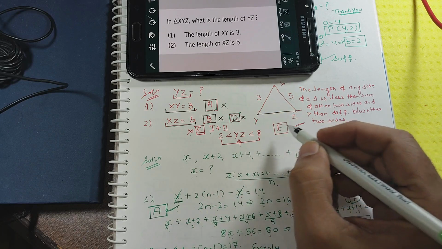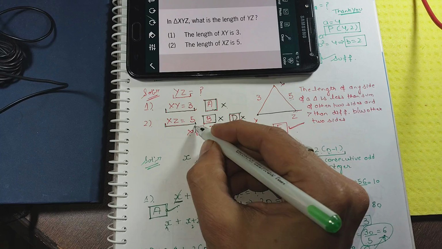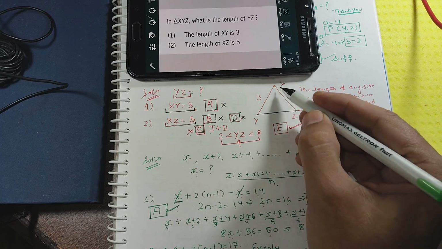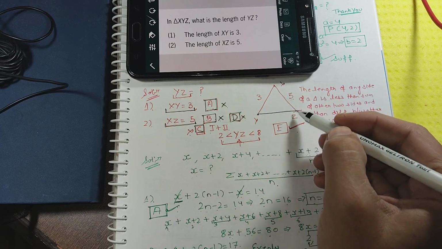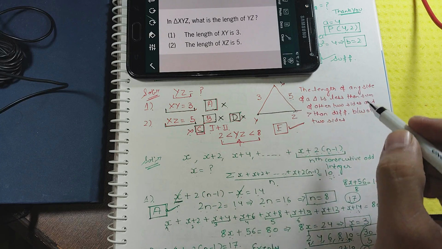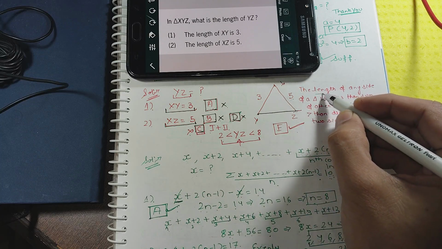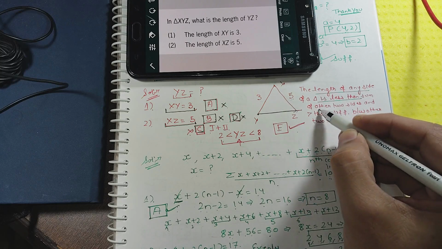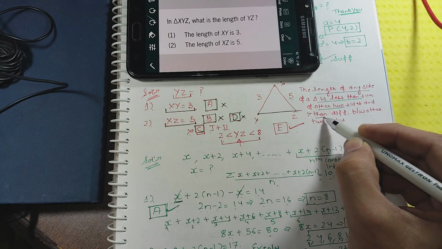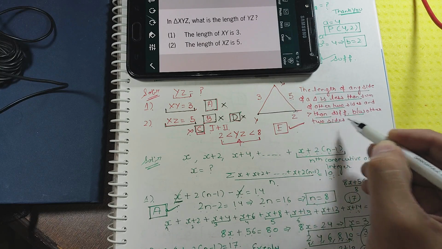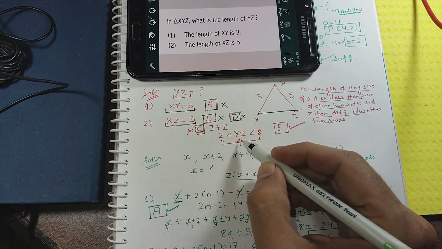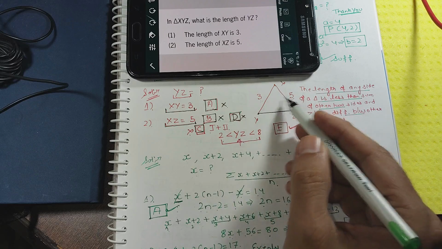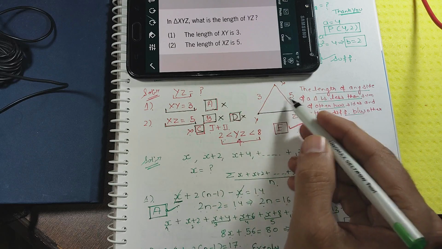So now moving to statement C, combining both the statements, I have XY equal to 3 and XZ equal to 5. Now there is a very important theorem to understand over here: the length of any side of a triangle is less than the sum of the other two sides and greater than the difference between the other two sides. Fine. So this means that YZ is less than 8 and greater than 5 minus 3, which is 2.